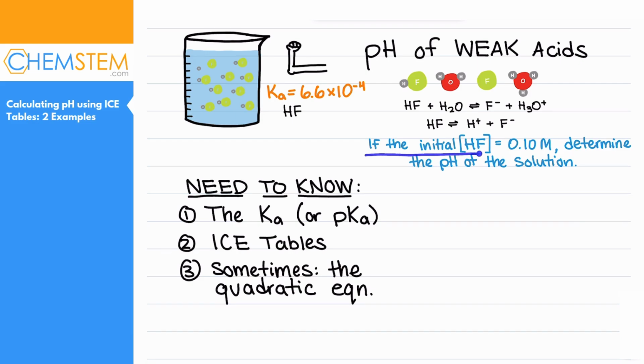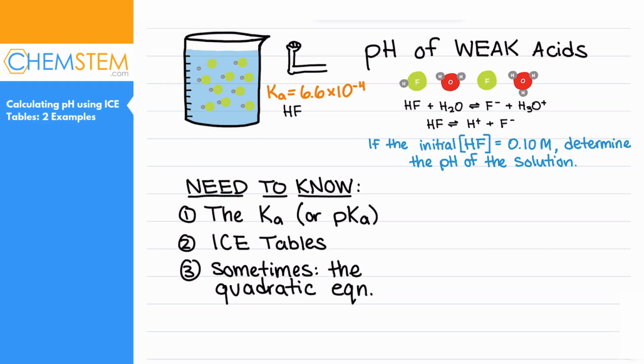If the initial concentration of hydrofluoric acid is 0.10 molar, determine the pH of the solution. Sometimes the acid dissociation constant for a particular acid will vary a little bit because it's dependent on temperature or the precision of the instrument. We're going to roll with this value today. It's close enough to most other values and you'll usually see this one.